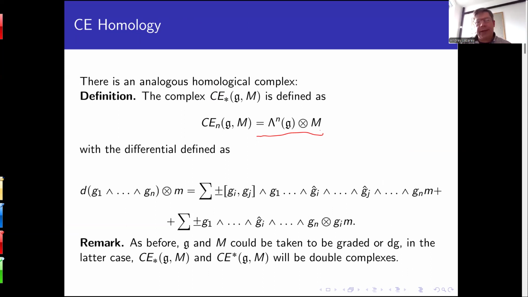The differential in the homological complex is defined by this formula. Again, I take the liberty not to specify the signs explicitly. They could be obtained from the Koszul sign rule. And as before, there is a natural generalization of this complex where G and M are graded or even differential graded. Again, in this case, this complex will be a double complex.